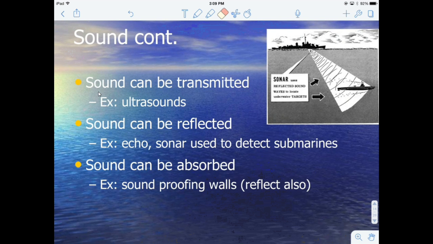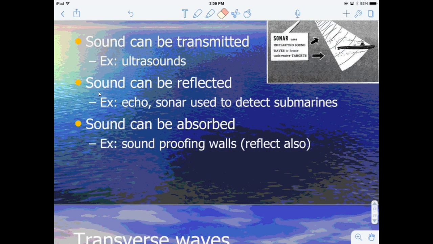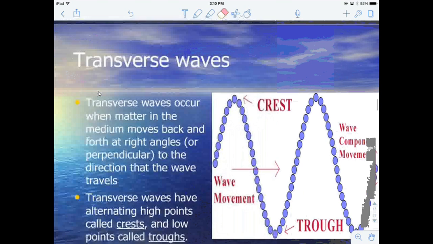Sound waves can be reflected, and that's used, like the picture there, with sonar. Sound waves bounce off of an object and come back to the ship. During World War II, they were able to figure out the depth of submarines by using sonar. They would send out a ping, and based on how quickly it came back, they could gauge roughly the depth of those submarines. And sound waves can be absorbed, like I said, with soundproofing walls, things like that. And we'll get into that.